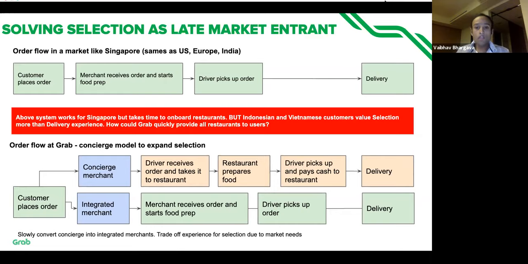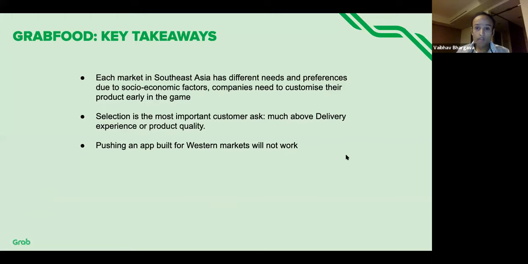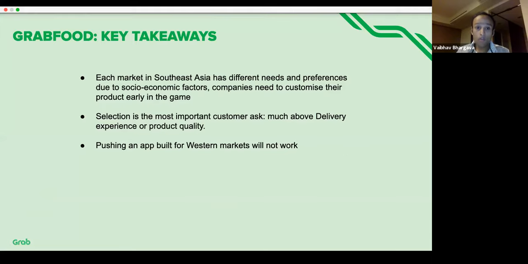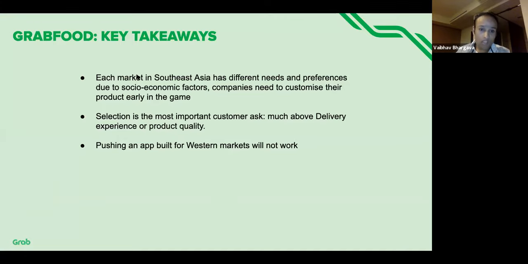Okay. So I don't want to make this a lecture. We've spent 45 minutes. I want to conclude and open space for a lot more questions to come in. And I'm happy to see there are about 15 more people who joined us midway. Welcome, everybody. So just some key takeaways from GrabFood.